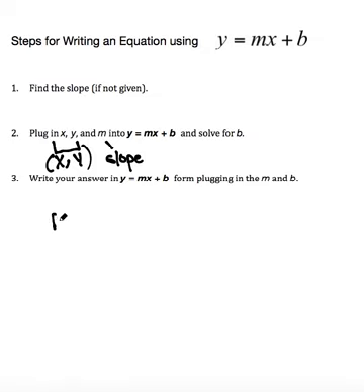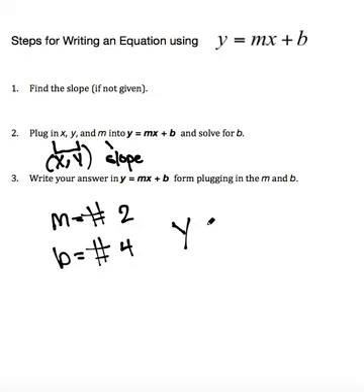So I'm going to have some value for m, and I'm going to have some value for b, and my answer is going to have those values in it. So let's say m is 2 and b is 4. My final answer would be y equals 2x plus 4. In your final equation, x and y should be variables, and your m and b should have values.